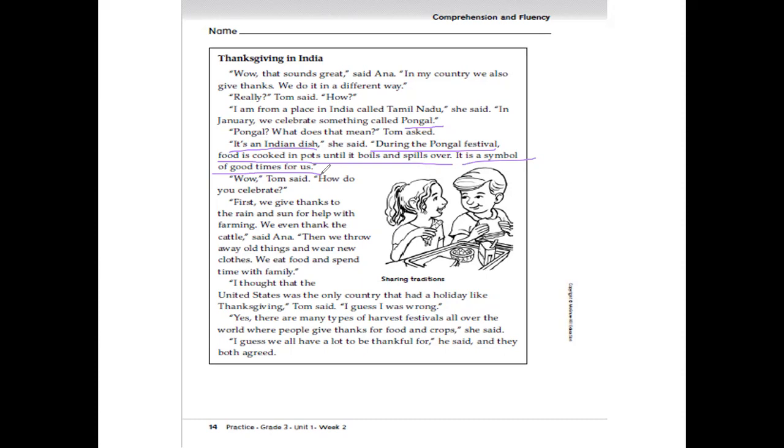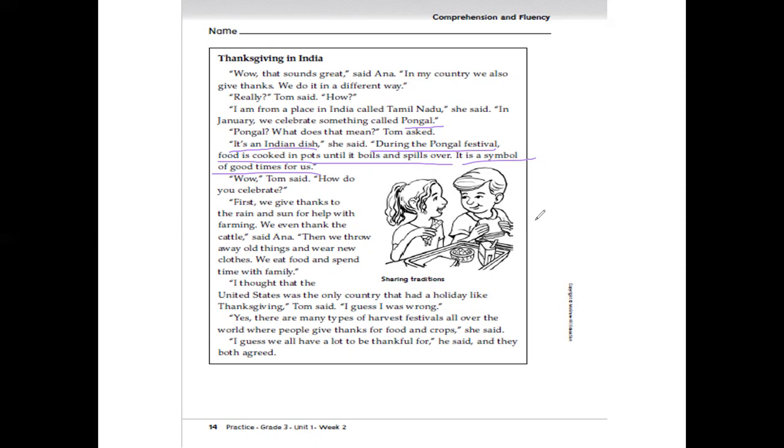I thought that the United States was the only country that had a holiday like Thanksgiving. Tom said, I guess I was wrong. She said, yes, there are many types of harvest festivals. What's the meaning of harvest festival? All over the world, people give thanks for food and crops, she said. I guess we all have a lot to be thankful for, he said, and they both agreed.